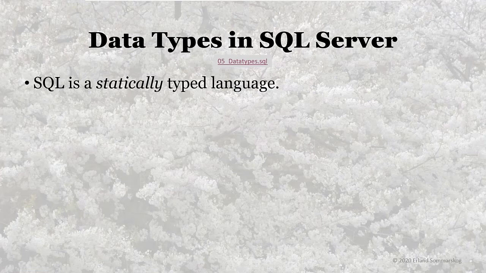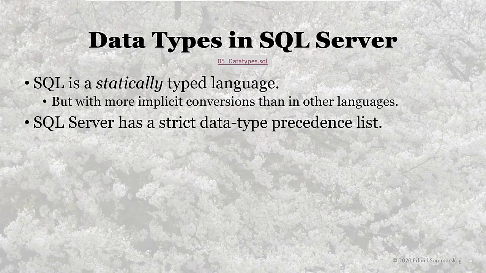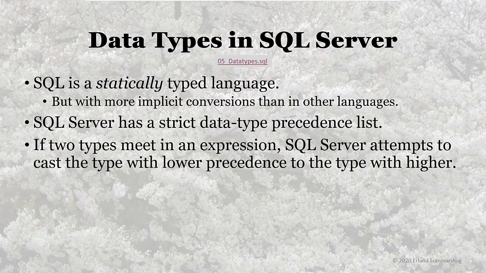So yes, SQL is a statically typed language, but it has more implicit conversions than in other languages. I don't like this, but I believe this is the SQL standard. I don't like this thing that strings and numbers have implicit conversion. But that sort of hides the fact that it is statically typed. It's quite important to understand. And to sort out these implicit conversions, SQL Server has a strict data type precedence list. So when 2 types meet in an expression, SQL Server will cast the type with a lower precedence to the type with a higher, or attempt to cast.